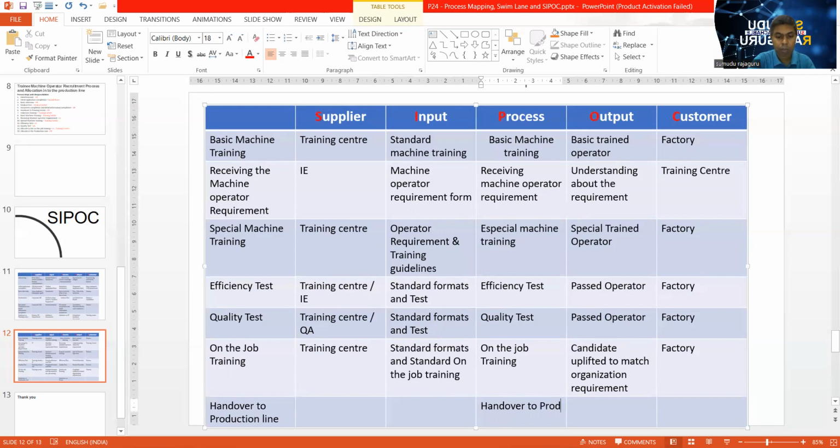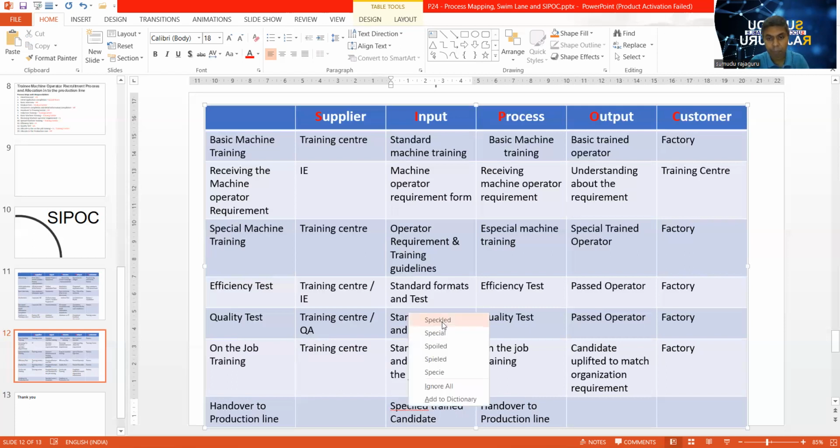Then the final part, hand over to the production line. Okay, production line. So what is the input? Special trained candidate. So what is the output?